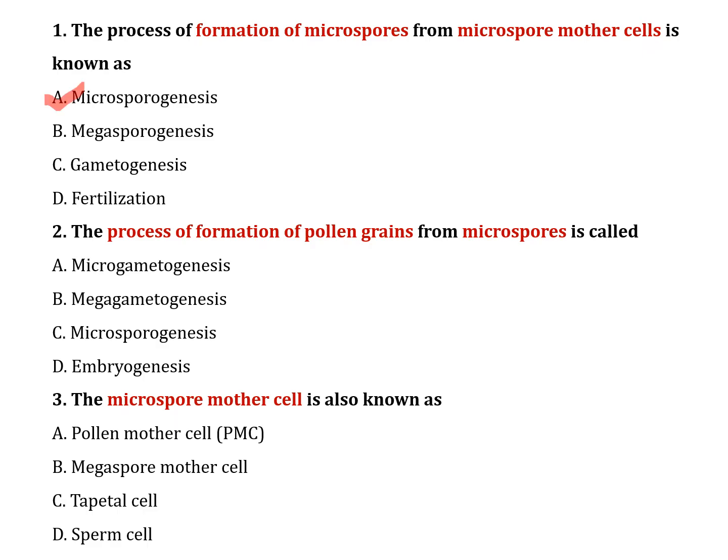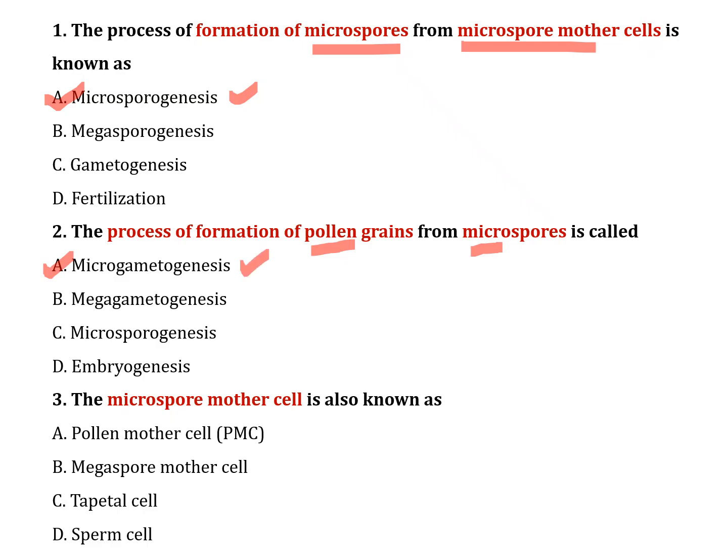The next question number 2. The process of formation of pollen grain from microspore is called option A microgametogenesis, option B megagametogenesis, option C microsporogenesis, option D embryogenesis. Correct answer is option A microgametogenesis. The process of formation of microspore from microspore mother cell is called microsporogenesis, and the process of formation of pollen grain from microspore is called microgametogenesis.